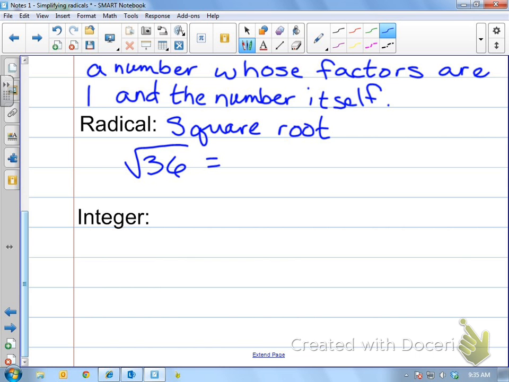what is the square root of 36? What are we trying to say? 6. You guys are both correct. Because 6 times 6 is 36. This because part is very important for one of the things we do later today.